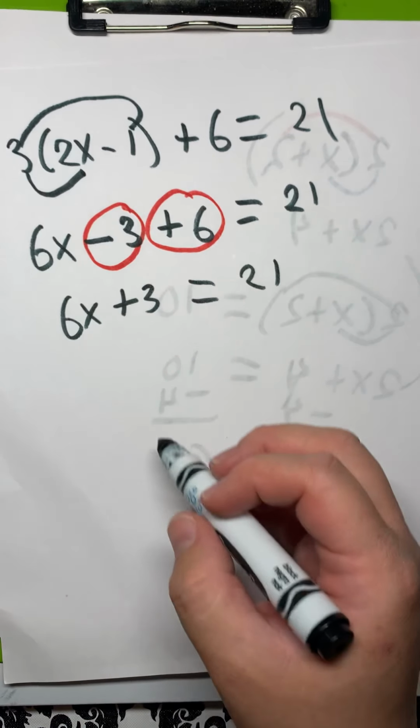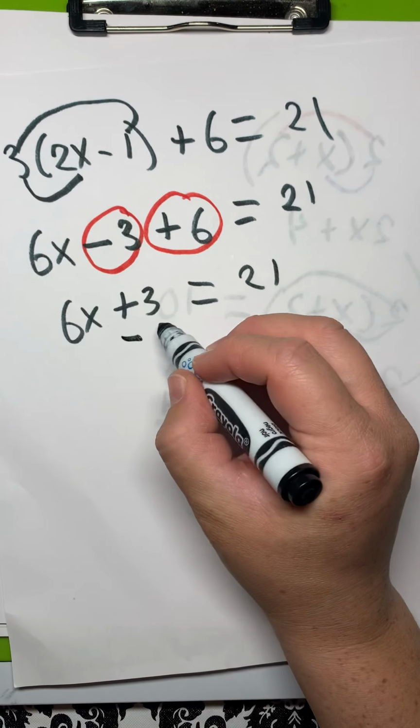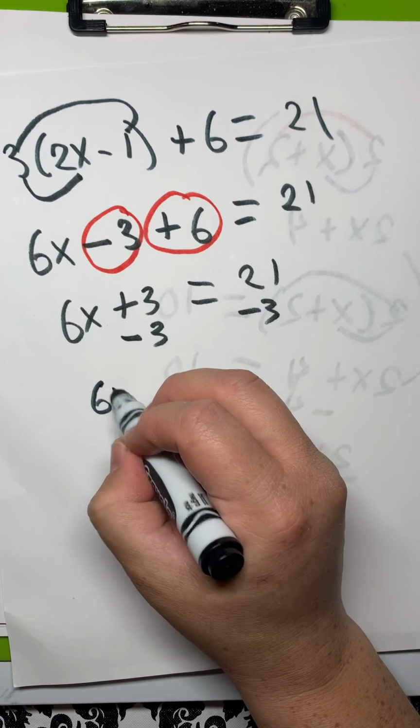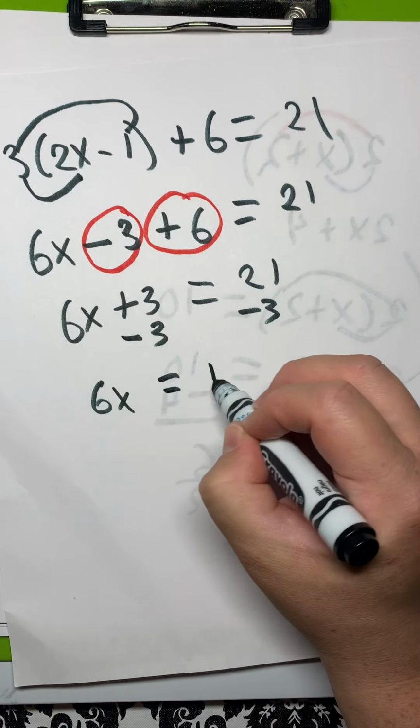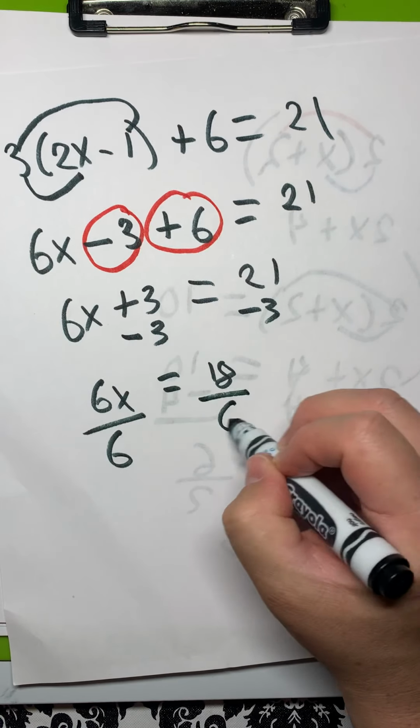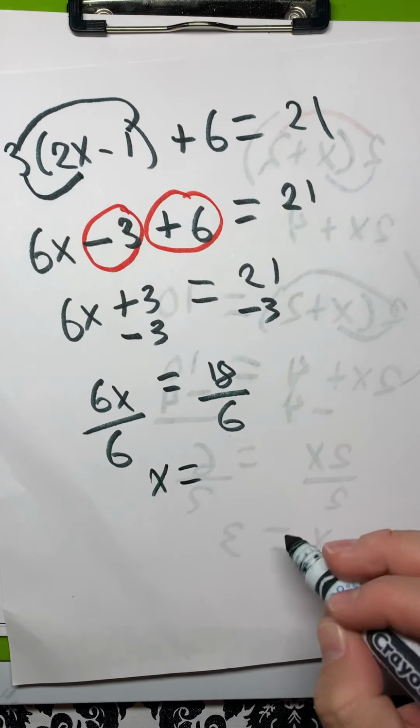Now we're just back to our regular inverse properties, subtracting. Minus 3, 6x equals 18. Divided by 6, divided by 6, x equals 3.